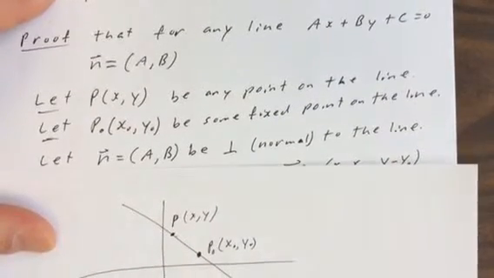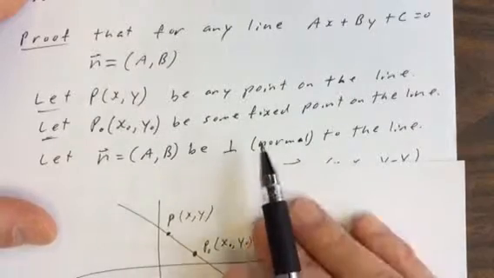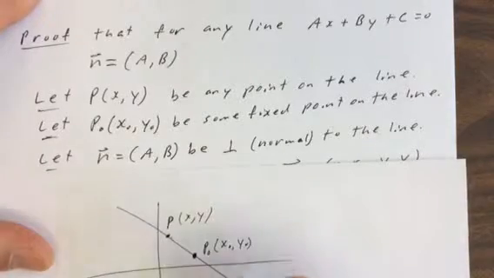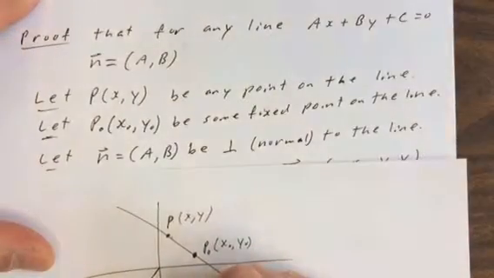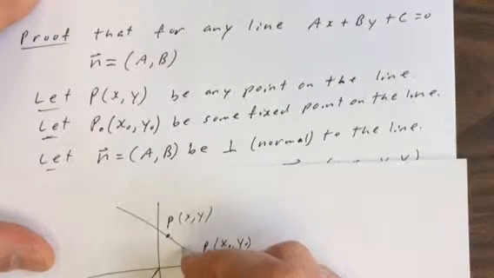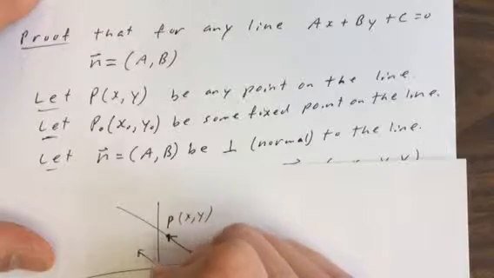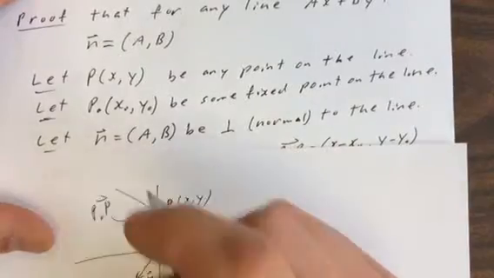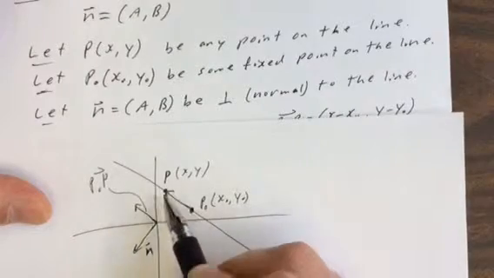Then let n, conveniently called the vector AB, be perpendicular, normal to the line. If n is perpendicular to the line, then it might go something like this. There's n. The vector P naught P, from here to here, is a vector that is perpendicular to n.